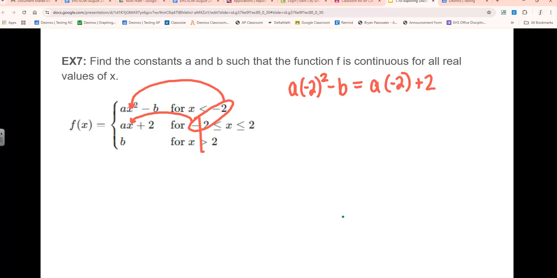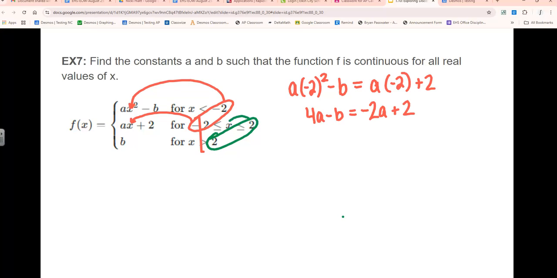And so -2 squared is 4, so I got 4a minus b equals -2a plus 2. Can I solve that? I need to find a or b, but can I solve it with an a and a b both in the equation? I cannot. So I'm kind of stuck. So let's think about the other. I could rearrange it some more, but I can't get rid of the b or the a in this case. So let's think about the other point at 2.